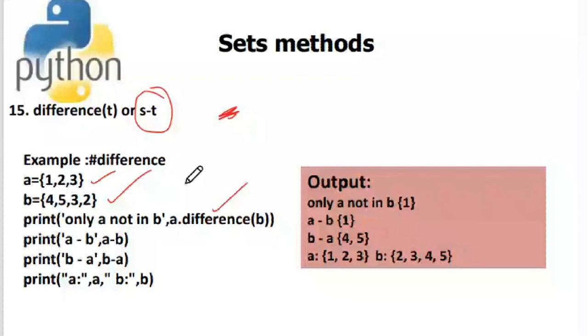I can use A dot difference B, or else I can simply say A minus B. I can also say B dot difference A, or simply B minus A. So this will give me the difference. I try to print sets A and B for you, because I will be explaining difference update in the next slide. By the logic I applied for intersection update, you can understand the difference between difference and difference update.